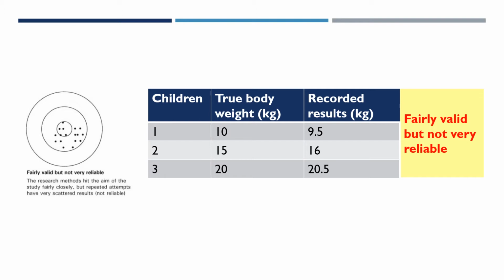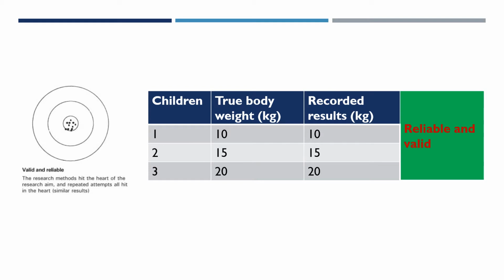So in the figure on the left, we can see that the dots are getting closer to the innermost circle, but they are still scattering around. So it is an example of the research method hitting the aim of the study fairly closely, but repeated attempts have very scattered results, which is not reliable.